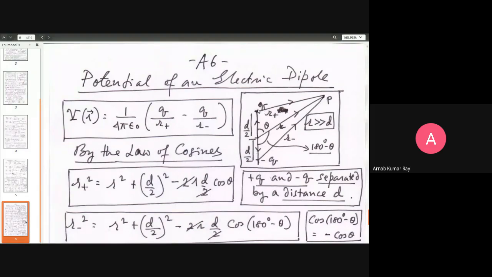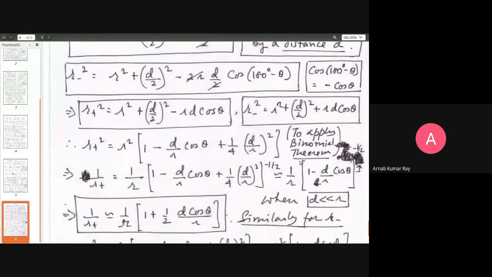Plus q and minus q are joined by a line. So the midpoint of the line is here. And from this midpoint, we are extending the vector r to the point P. That is what you have.